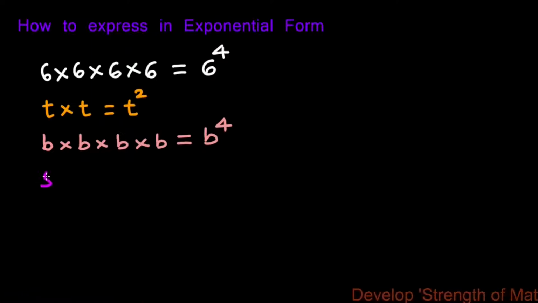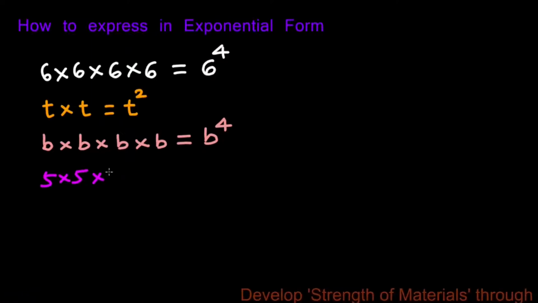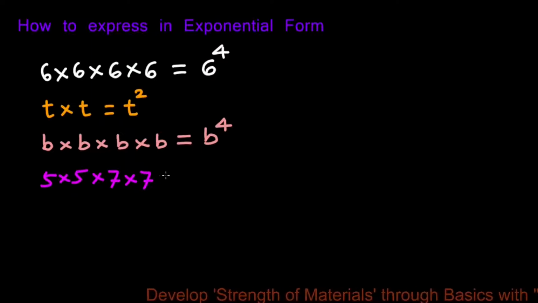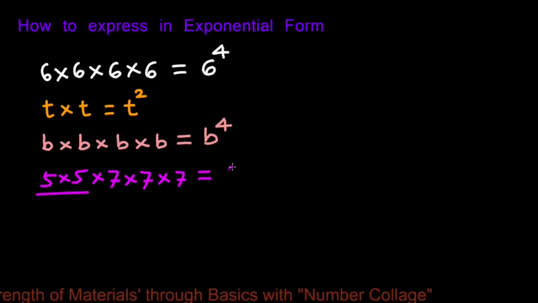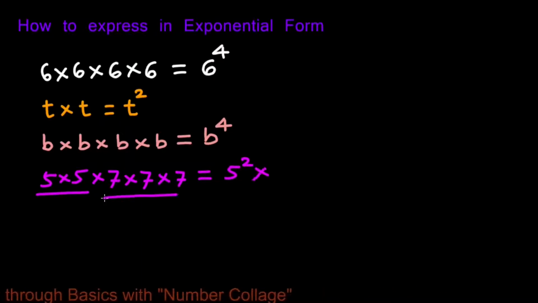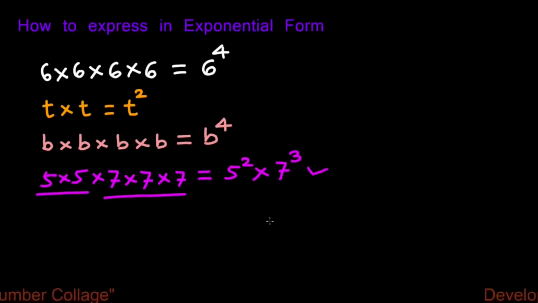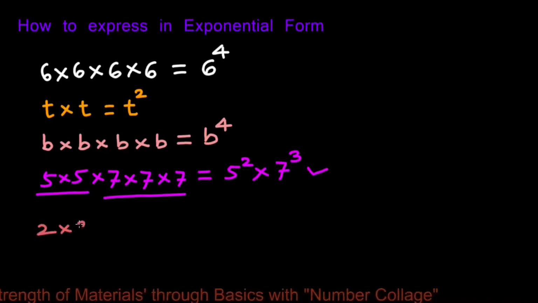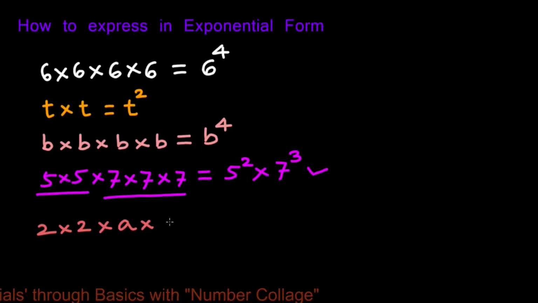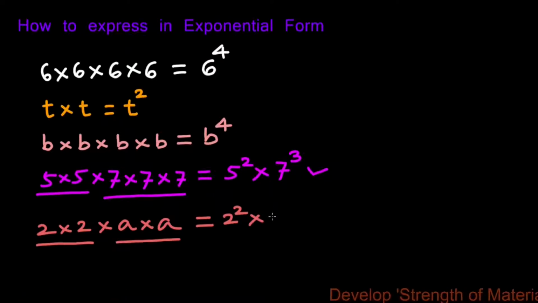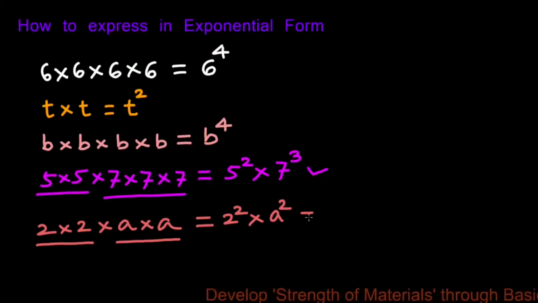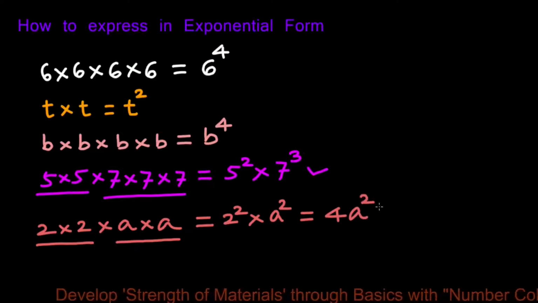We can express 5 multiplied by 5 multiplied by 7 multiplied by 7 multiplied by 7, where 5 is coming 2 times, as 5 squared, multiplied by 7 is coming 3 times, so 7 cubed. So this will be the exponential form. We can express 2 multiplied by 2 multiplied by a multiplied by a as 2 multiplied by 2 will be 2 squared, multiplied by a multiplied by a will be a squared, so it will be 4a squared in the exponential form.